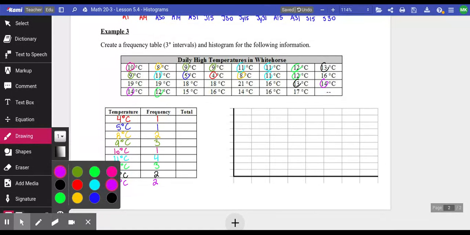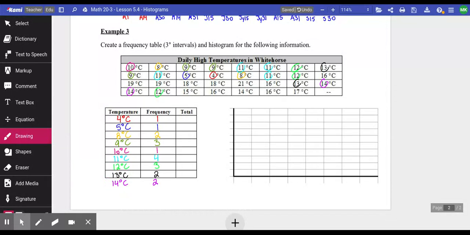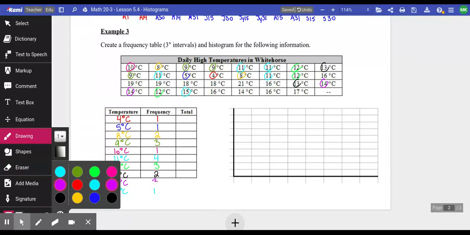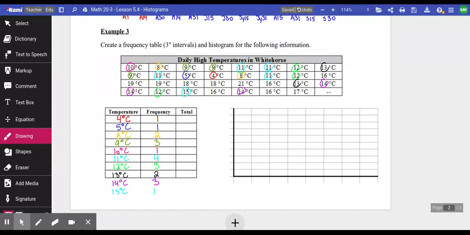I'm going to show you why histograms are nice. 15. 1. Oh, I see an extra 14 that I missed. 15 degrees is once. 14 degrees actually happened 3 times. There was another one right there. 16 degrees. 1, 2, 3, 4.